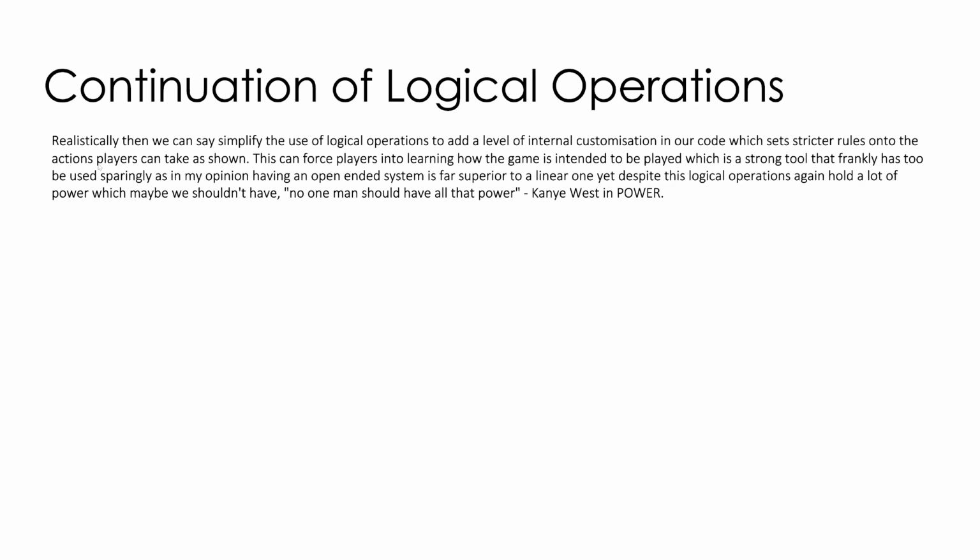Continuation of logical operations. Realistically, then, we can simplify the use of logical operations to add a level of internal customization in our code, which sets stricter rules onto the player actions. The actions players can take, as shown. This can force players into learning how the game is intended to be played, which is a strong tool that frankly has to be used sparingly, as in my opinion, having an open-ended system is far superior to a linear one. Yet despite this, logical operations again hold a lot of power, which maybe we shouldn't have. No one man should have all that power. Fun quote at the end.